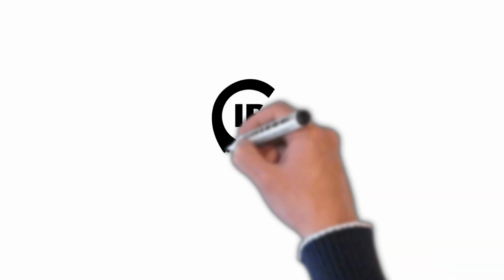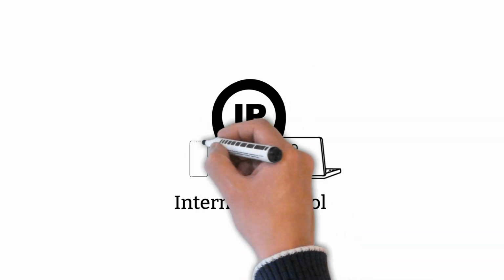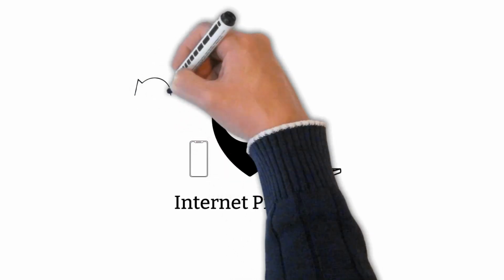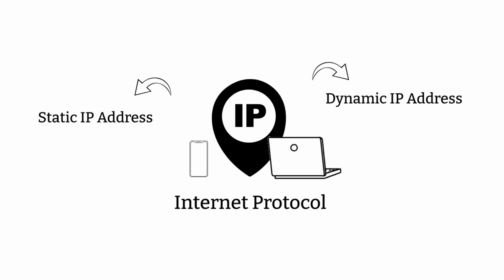What is an IP address? IP stands for Internet Protocol, and it's an ID that's given to each device on a network. There are two types of IP addresses, which are static IP address and dynamic IP address.